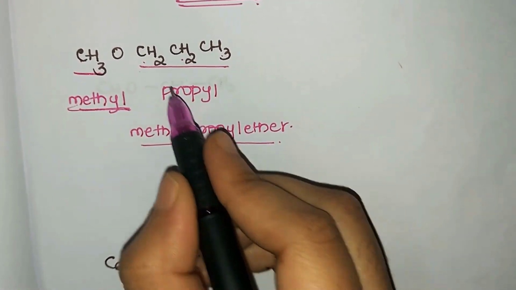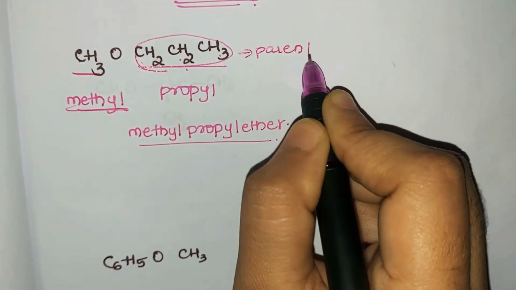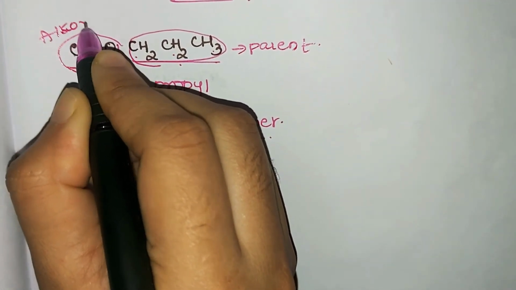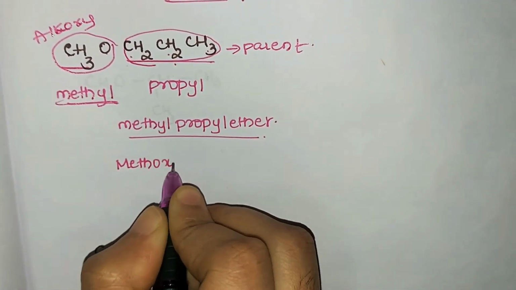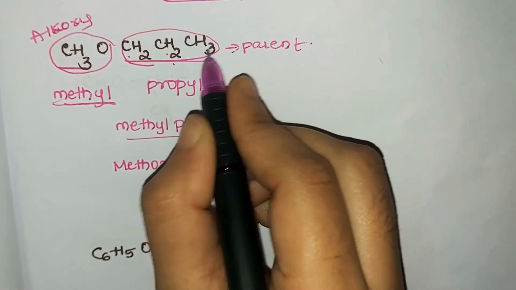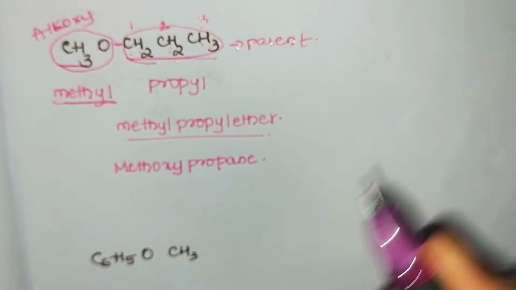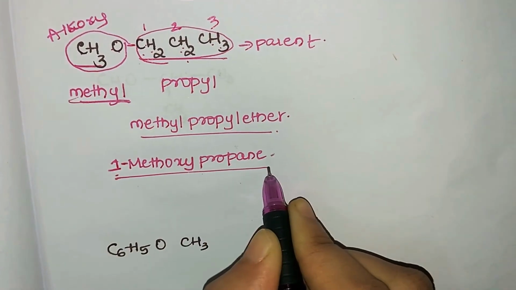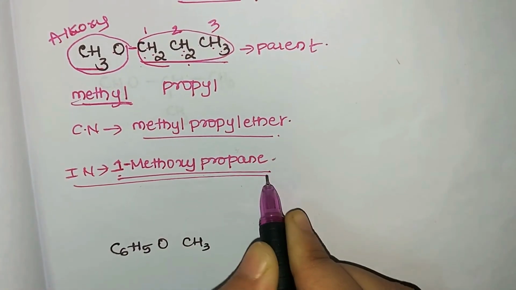So methyl propyl ether will be the common name, whereas for the IUPAC name, select the longest chain. Propane is the longest chain, so it will be the parent, and OCH3 will be the alkoxy group attached to it. The alkyl group in the alkoxy is the methyl group, so it becomes methoxypropane. Why do we call it methoxypropane? Because the longest chain is propane, and the prefix is attached to the first carbon atom. It becomes 1-methoxypropane. Even if you write methoxypropane it is correct, or 1-methoxypropane is also correct.